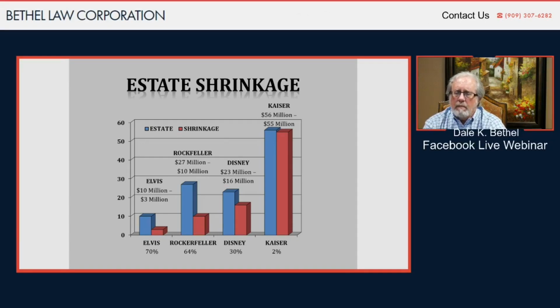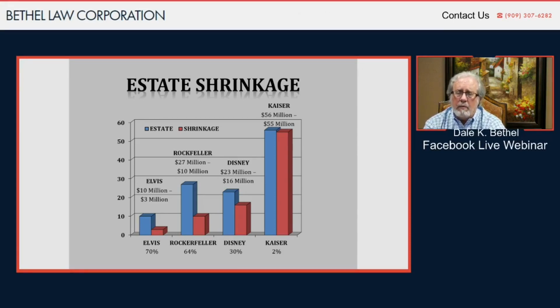I like to show this chart because it gives you an example of who did something right and who did something wrong. Elvis is always a great example of what not to do when it comes to an estate plan. Here's a gentleman that ended up having nothing in writing upon his untimely death, and as a result of having nothing in writing, he immediately, or his family, his estate, lost $7 million as a result. Now, both Rockefeller and Disney did have certain estate planning documents, trusts involved with their estates. And as you can see, they were able to keep money within their family structure, but not as much as they could or should have.